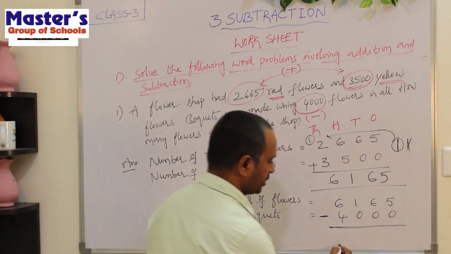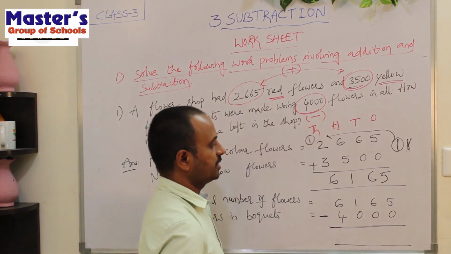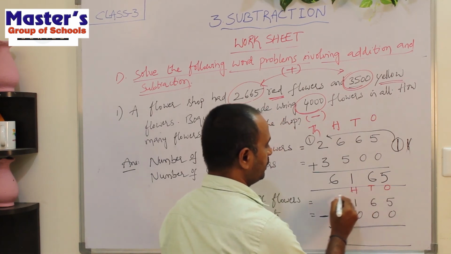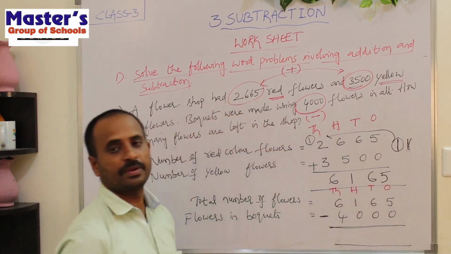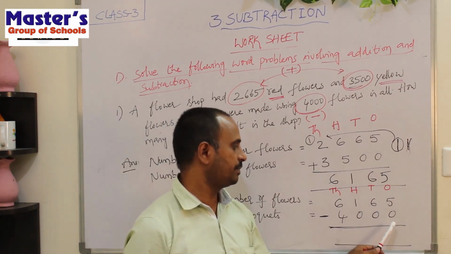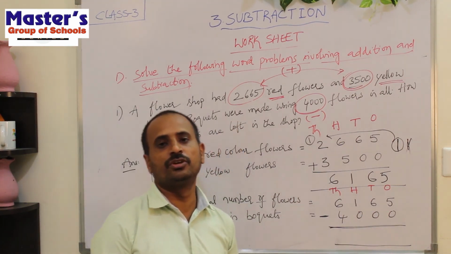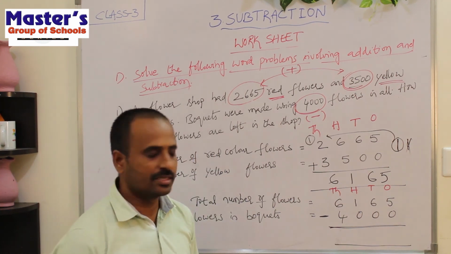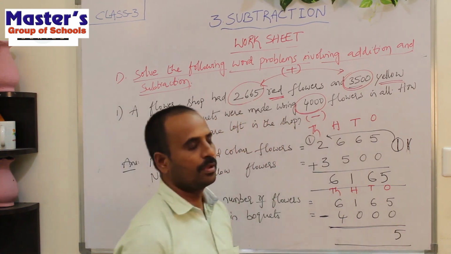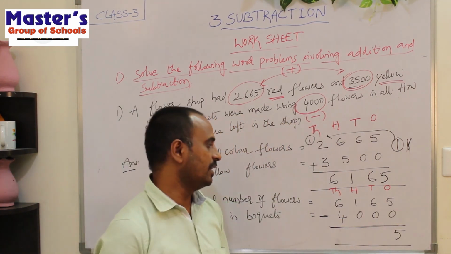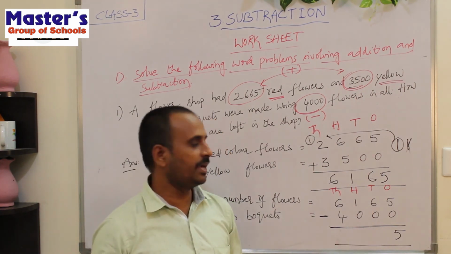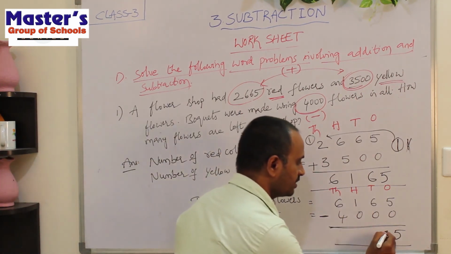Now do the subtraction. Write the places first. Here also this is ones place, tens place, hundreds place, thousands place. Let us start subtraction from ones place. 5 and 0 are there. Subtract 0 from 5. If we subtract 0 from any number, we get the same number. So we get 5. Now go to tens place. Here also 6 and 0 are there. Subtract 0 from 6, and again we get 6.